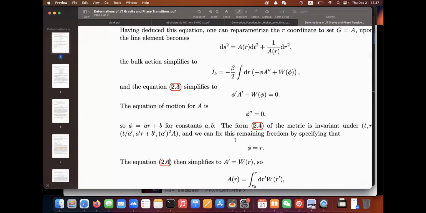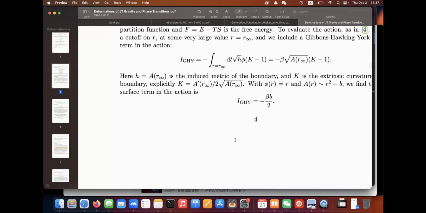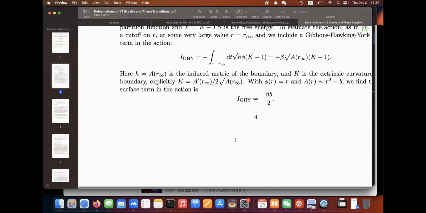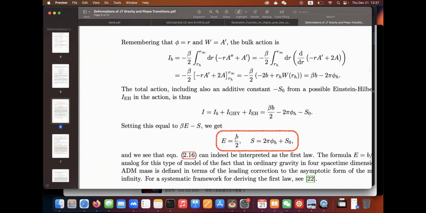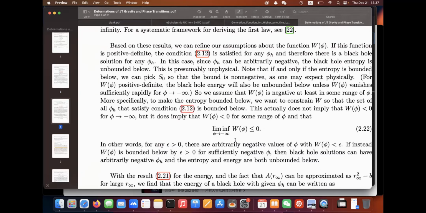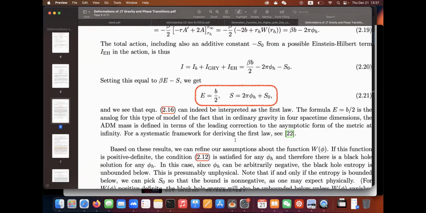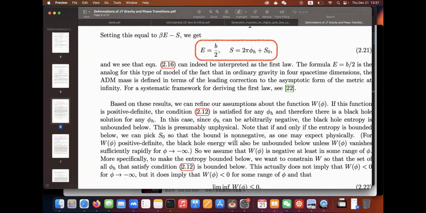We'll go back to it. Yes, this is some basic thermodynamic formula.